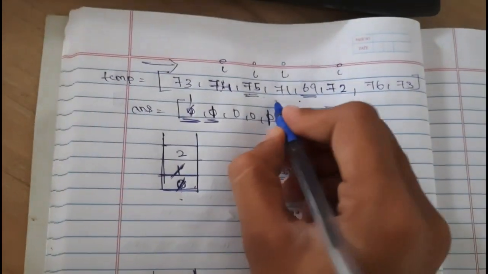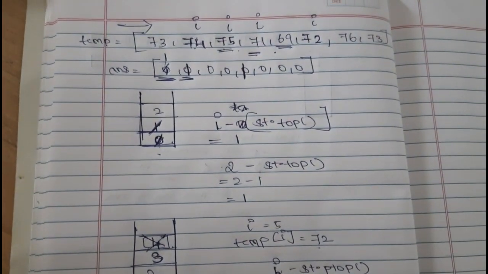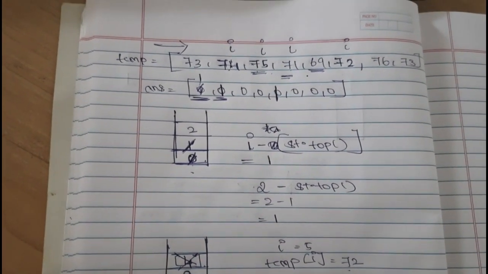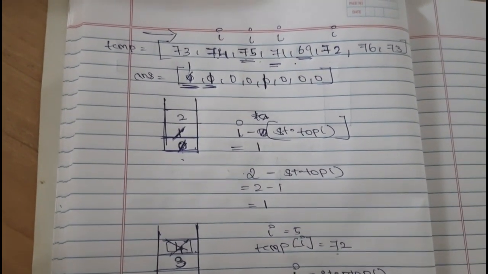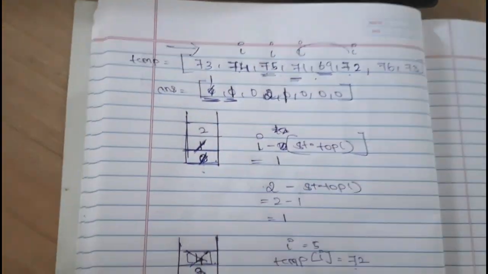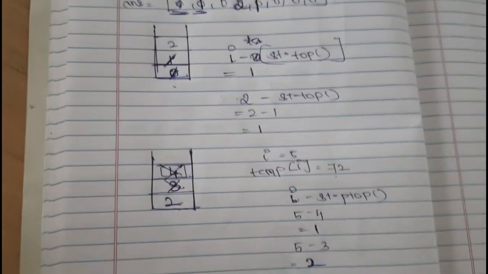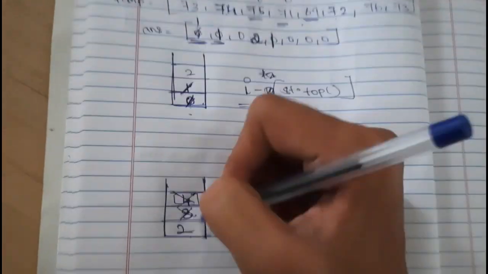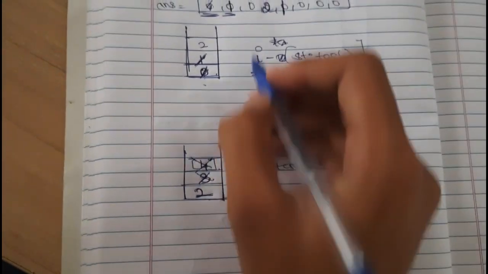for this 71, that is index 3, that is 71. 71 is less than 72. So 5 minus 3 is 2. We need 2 days to get the next temperature greater than 71. So we will update the value as 2. Since we will pop the 3 from the stack, since the temperature at index 2, that is 75, is greater than 71, we can't pop the element 2 and update the answer.